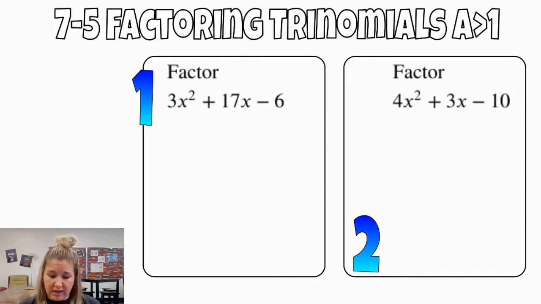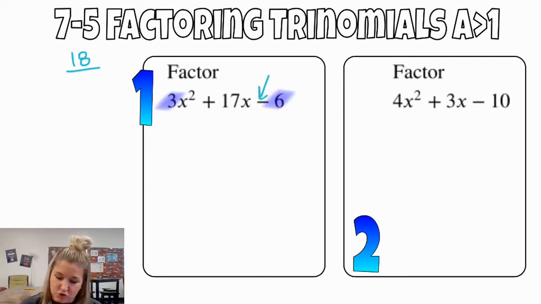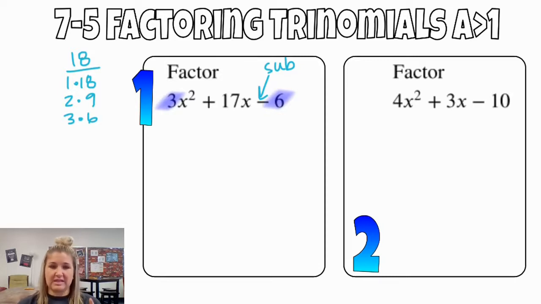So here, let's look at our first example. I'm going to find factors. Remember, I'm going to multiply a times c, so I'm going to multiply 3 times 6. That's going to give me factors of 18. And then I want to find factors of 18 that subtract. Remember, if the sign in front of c is negative, then that tells you that the two factors are going to subtract. So the two factors of 18 are going to subtract to give you 17. So I have 1 times 18, 2 times 9, and then obviously 3 times 6. From here we can see that 18 minus 1 gives you 17 when I subtract them. 18 minus 1 is 17.